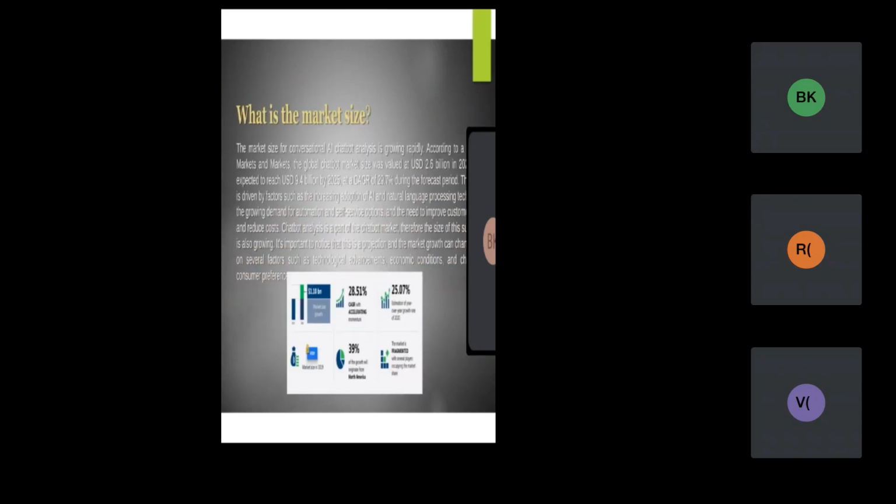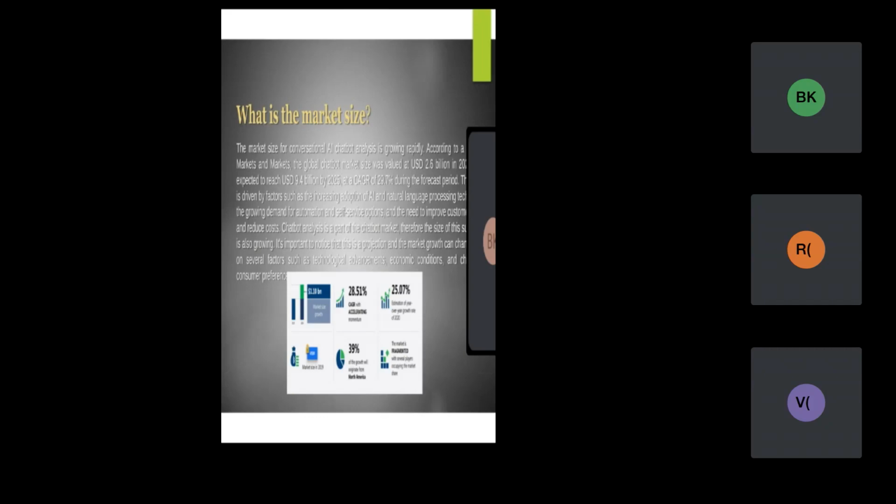And what is the market size? The market size of conversation AI chatbot analysis is growing rapidly. According to the report of MarketsandMarkets, the global chatbot market size was valued at $2.6 billion in 2020, and it is expected to reach $9 billion by 2025 at a CAGR of 29.7% during the forecast period.